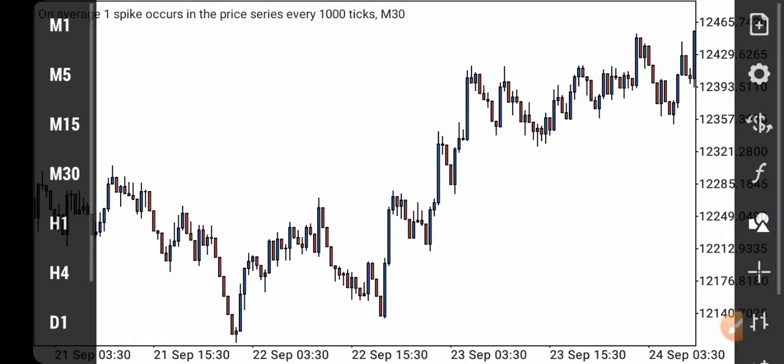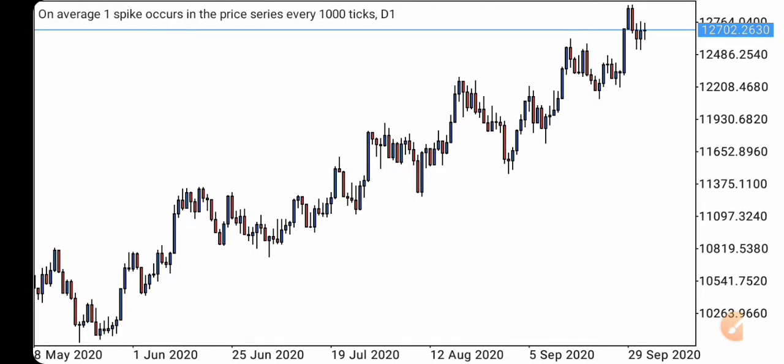Okay, so this is how we identify support and resistance, key support and resistance zones, not just support and resistance zones, key support and resistance zones. This is how we identify them. Okay, so we move to the daily time frame.